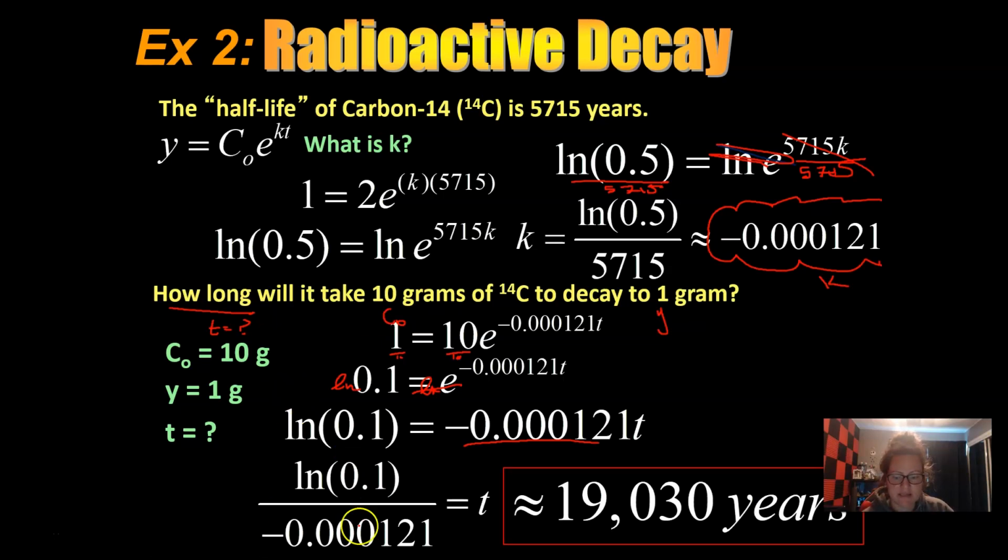So when I take ln of 0.1 divided by negative 0.000121, I get approximately 19,030 years. So for it to go from 10 grams of the carbon-14 to 1 gram, it would take over 19,000 years. Crazy, huh?